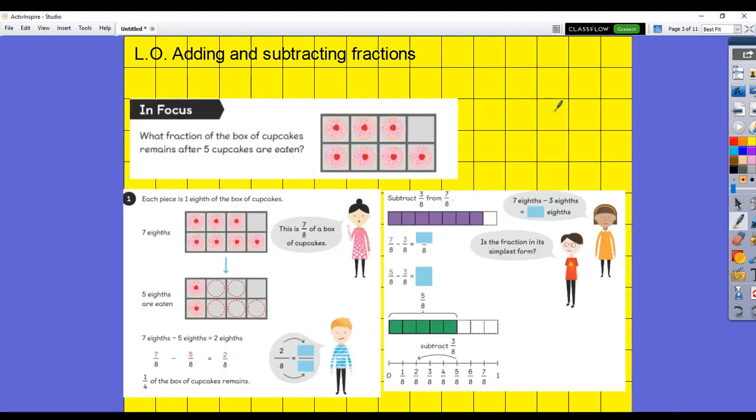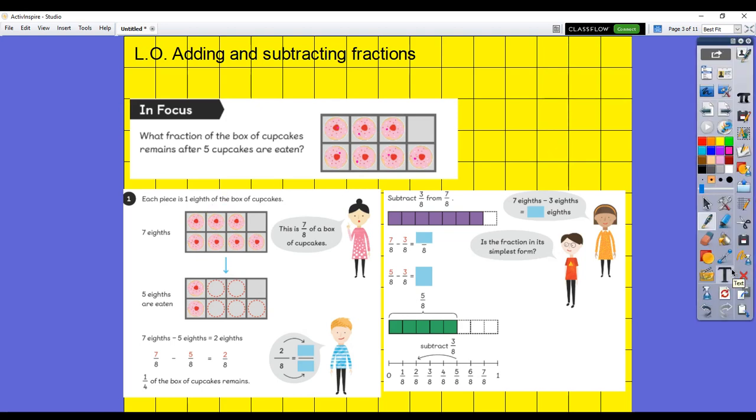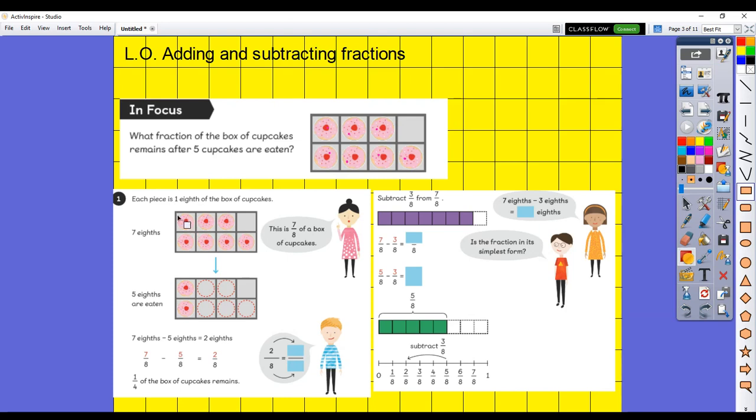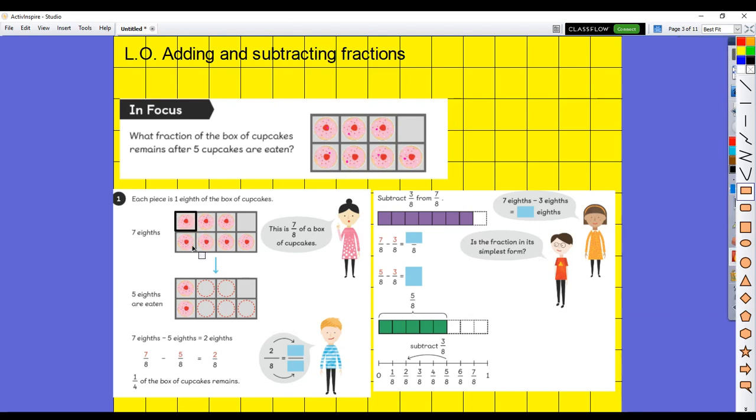So, subtracting now. What fraction of the box of cupcakes remains after 5 cupcakes are eaten? So how many cupcakes do we have all together? Let's count. 1, 2, 3, 4, 5, 6, 7. Okay, so we've got 7 cupcakes all together. Each cupcake is 1/8 of the box, because we know it's been split into 8 sections. 1, 2, 3, 4, 5, 6, 7, 8, and each cake is 1/8.